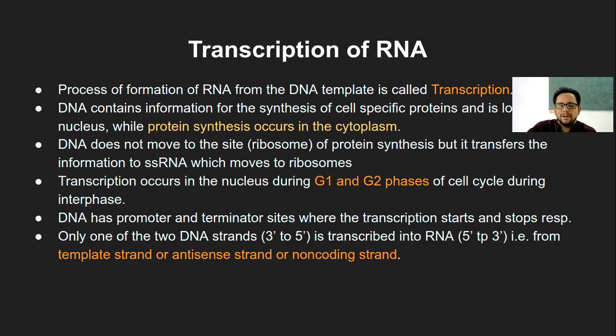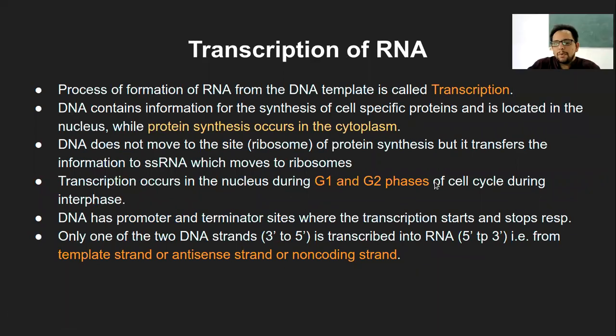So transcription occurs in the nucleus during the G1 and G2 phases of the cell cycle, especially during interphase, because that's when we need a lot of proteins and a lot of cell organelles which are made up of proteins. So that's where more of the mRNA will be required. So obviously more of the transcription process.